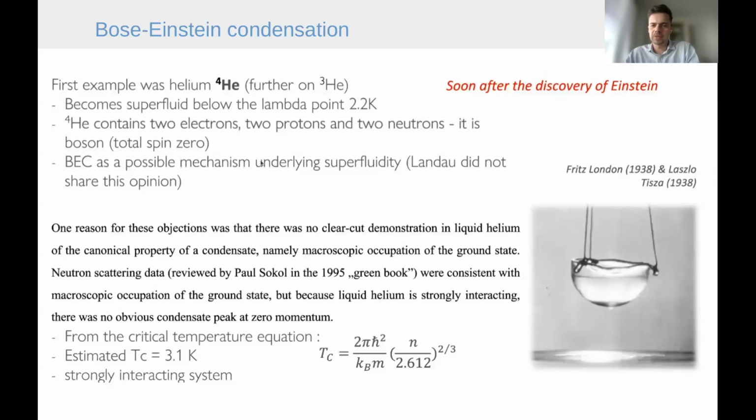But that was actually a disputable opinion. For example, Lev Landau did not share this opinion. The reason was that superfluid helium does not exhibit all the characteristic features of a condensate. In particular, it does not have the macroscopic occupation of the ground state that I was talking about before. So there were many properties where this looked like a Bose-Einstein condensate, but not all of them.